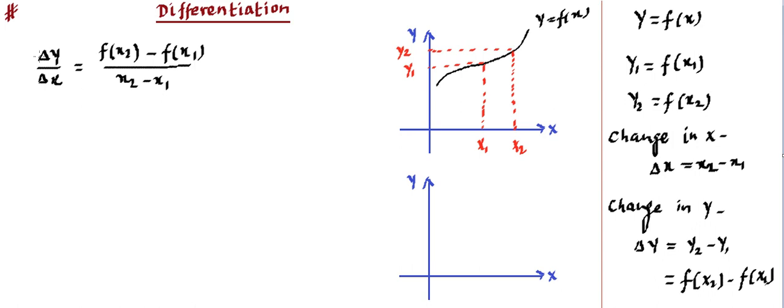Whenever somebody asks about change in y upon change in x, we can say this is going to give us the ratio of change in y and change in x. And once the function is known to us, we can find this change.